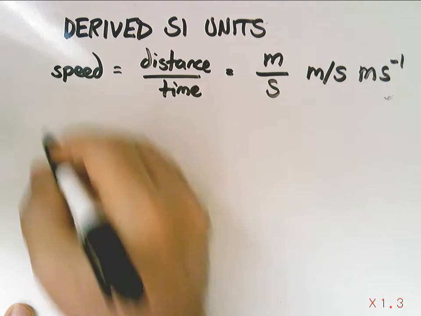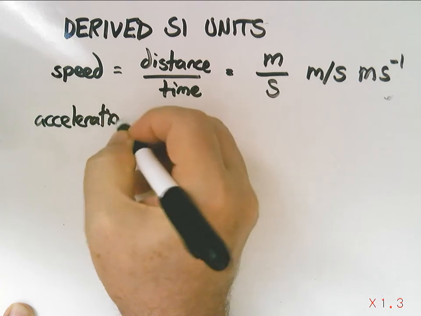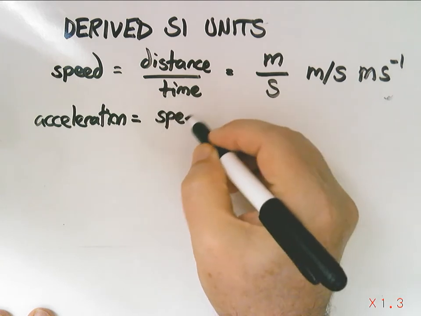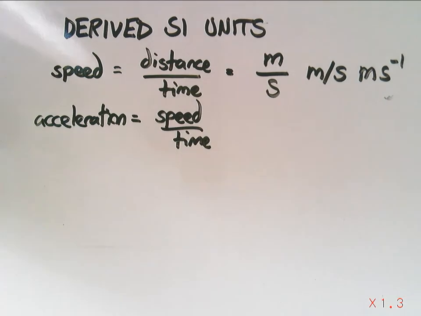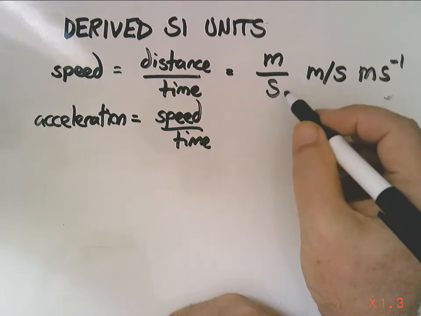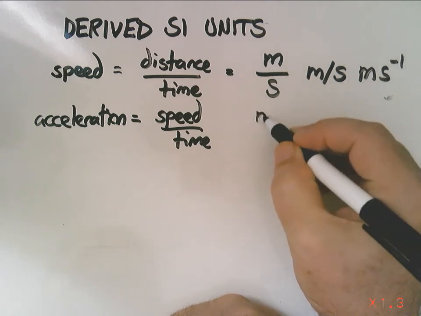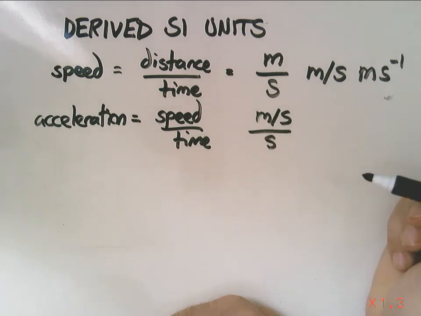All right, let's try another one. How about acceleration? Your acceleration is how much your speed changes over time. So, if you go from 0 miles an hour to 60 miles an hour in a second, that's a measure of your acceleration, how fast your speed is changing. Now, let's do the derived unit for that. Well, we've already seen that the derived unit for speed is meters per second. And for time, it's seconds. So that's kind of ugly looking.